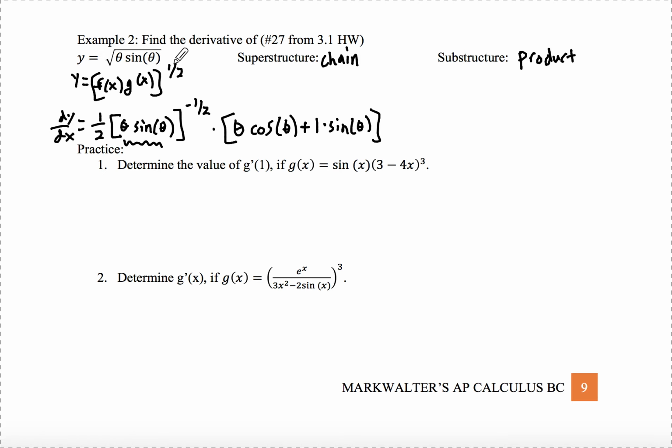Because I have derivative to the half, it's a chain rule, so I did the derivative of the outside, kept the inside. Now I need the derivative of the inside, which is a product rule. Keep the first, derivative of the second, plus derivative of the first, keep the second.